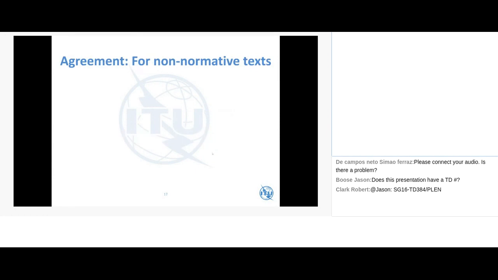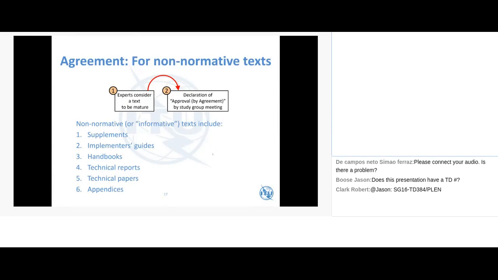And then the final one is for non-normative text agreement. This is simply that the experts, as usual, consider the text to be mature. They submit it to a study group meeting for approval by agreement, and that's it. We have a list of the different types of non-normative text that can be approved this way. It's probably a good time to mention that these slides are best viewed in slideshow mode, as we're looking at now, but there are footnotes on every slide pointing you to the various resources that may help understand the background of these topics we're discussing.